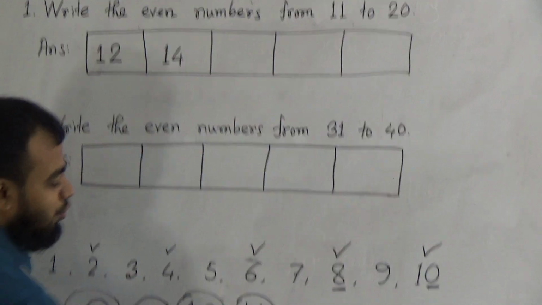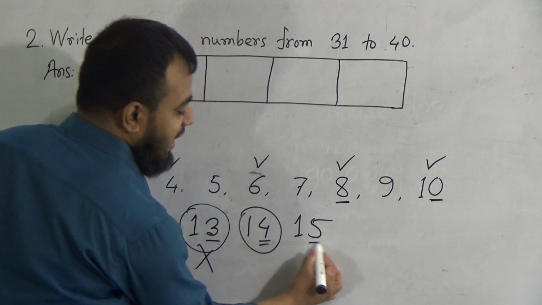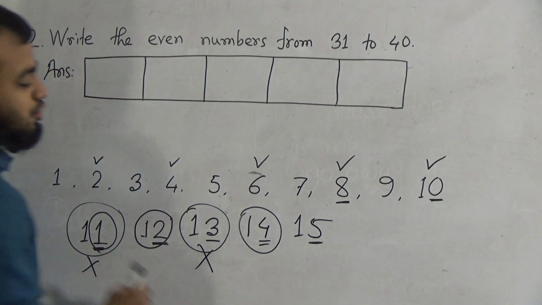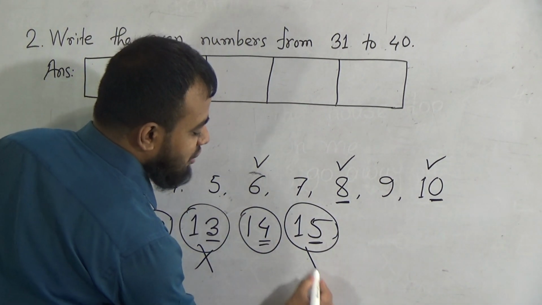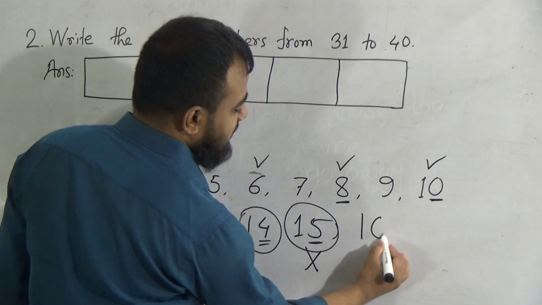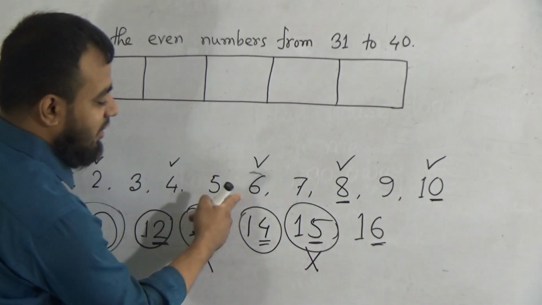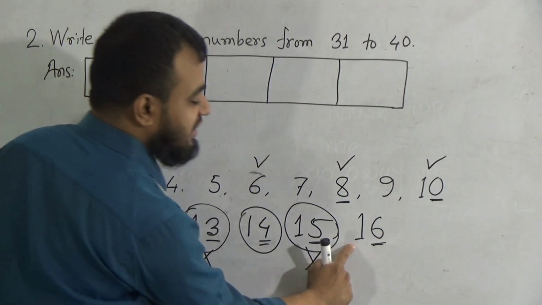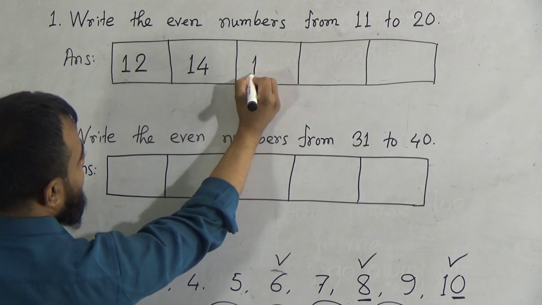Now which number comes after 14? We have the number 15, and look, 15 has 5 on the right side, and 5 can't make a pair. We have learned this before. So 5 is not an even number, and that is why 15 is also not an even number. After 15 we have the number 16, dear students, and 16 has 6 on the right side, and we know 6 can make a pair, and that is why 6 is an even number. Because 6 is an even number, 16 is also an even number. So we should write down 16 in the next blank.